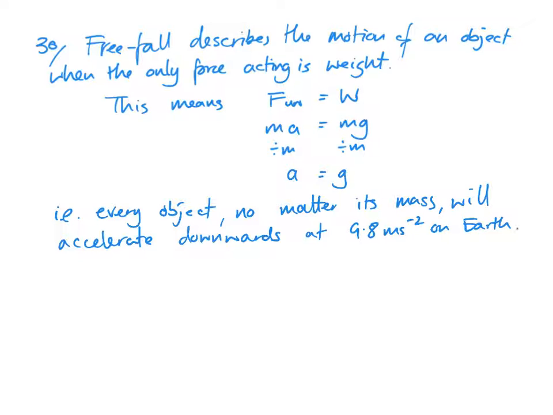Now obviously if you're on a different planet, the same rules would apply, but you'd have different values of g. So on the Moon everything accelerates downwards at 1.6 meters per second squared. On Jupiter everything accelerates downwards at 24.6. And I'll just put a quick reminder, NB, this assumes no air resistance.